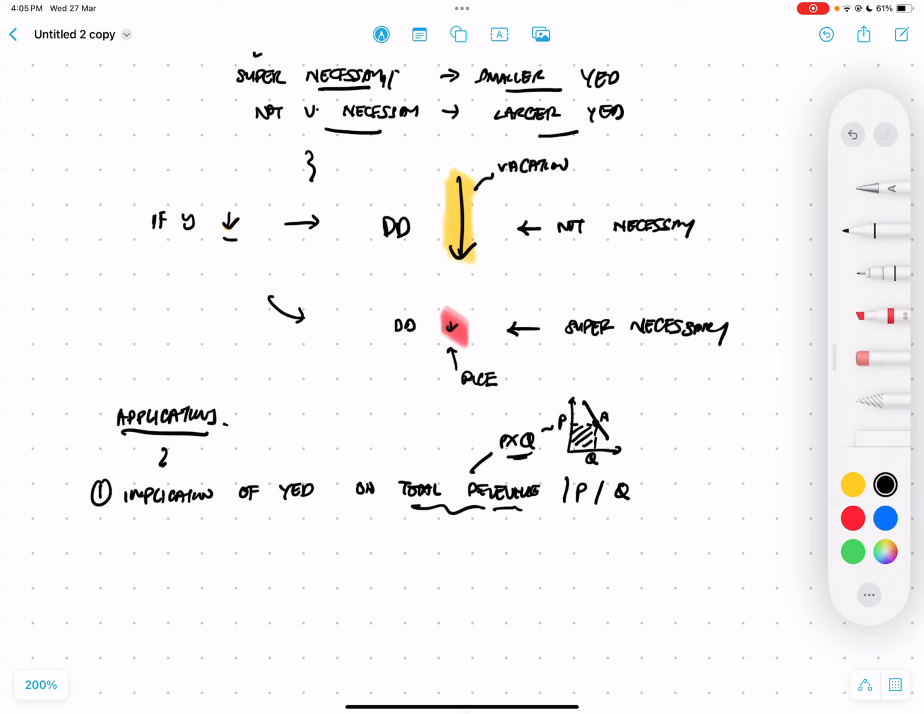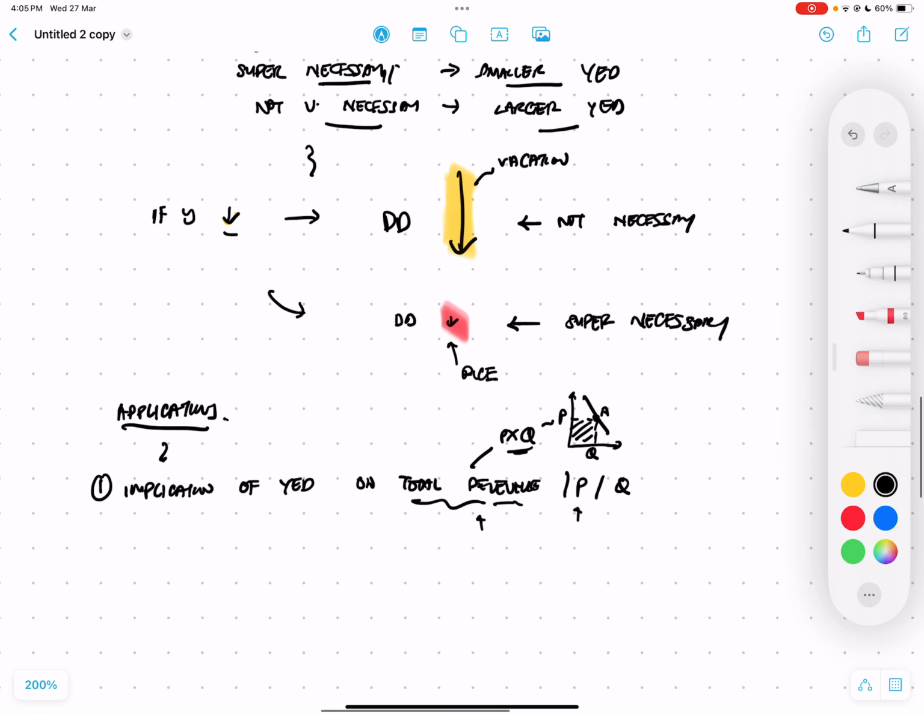So you need to find out the implication of YED and use it to predict either total revenue, price, or quantity. So that's the first type of question. This one we will talk about. You can copy it down in CSQ question 2, as well as essay question 1A. So you will see YED being applied to these questions.